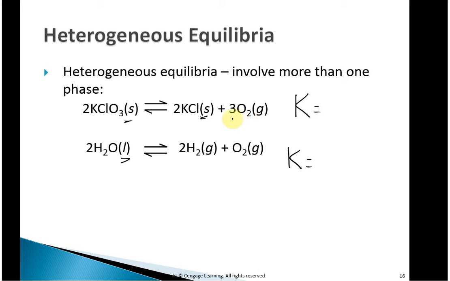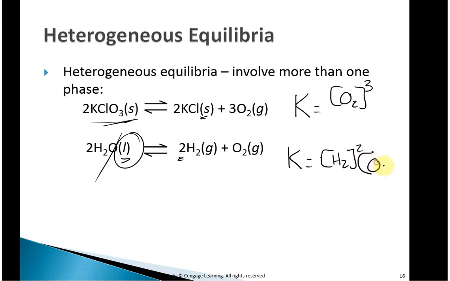Okay, and coming back, we're going to put products over reactants. So products, we don't care about the KCl, it's a solid. So we're going to have the concentration of oxygen raised to the third power. Same thing, we don't care about this because it's a solid. So the equilibrium constant is equal to the concentration of oxygen cubed. Down here, we don't care about this guy, it's a liquid, it can't go in our equilibrium expression. So our K is going to be equal to products, H2 squared, because that's its coefficient, times the concentration of O2. Just like that.